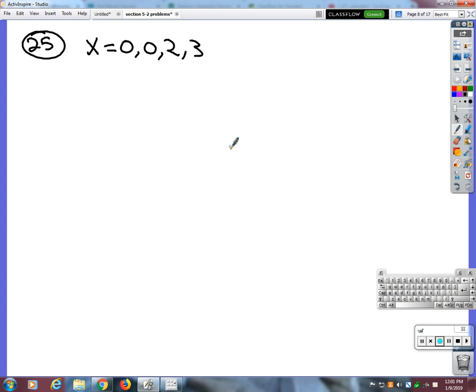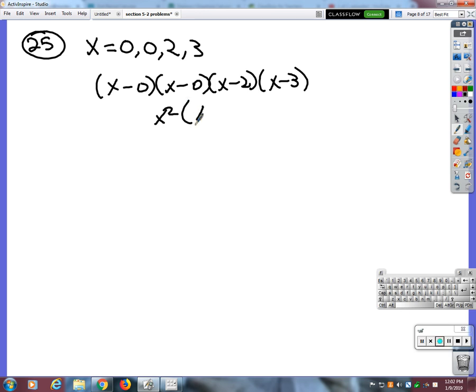All right, this is a good one to end on, because this is what we're going to talk about today: what happens when two of the zeros are the same. Technically, if I wanted to write this out, it would be x minus 0 times x minus 0 times x minus 2 times x minus 3. But x minus 0 is just really x, you don't need the 0 in there. And then x times x is x squared. So I'm going to write it as x squared times x minus 2 times x minus 3.